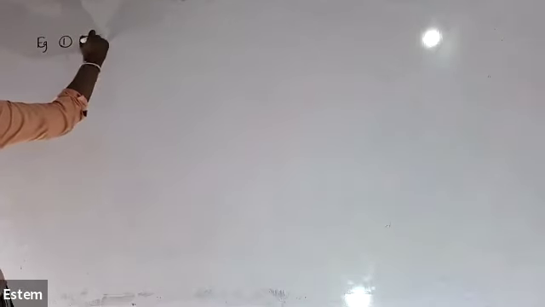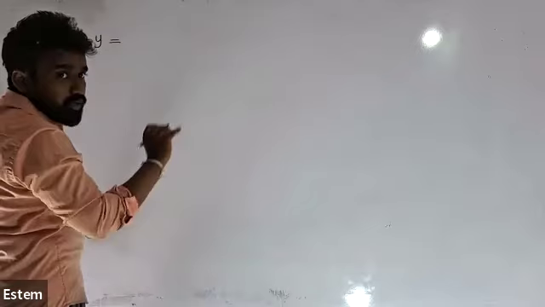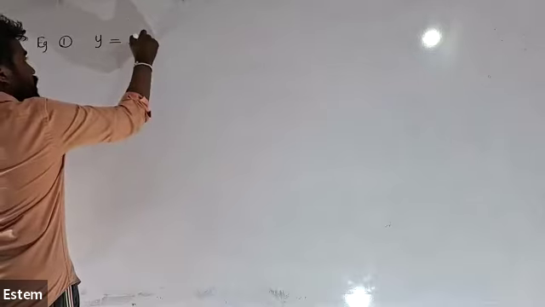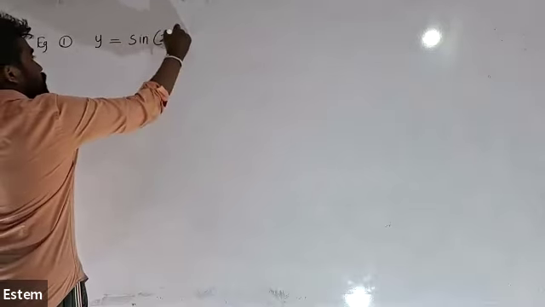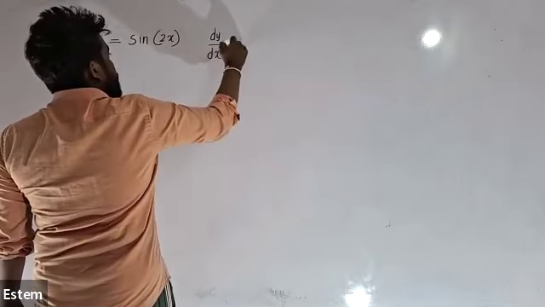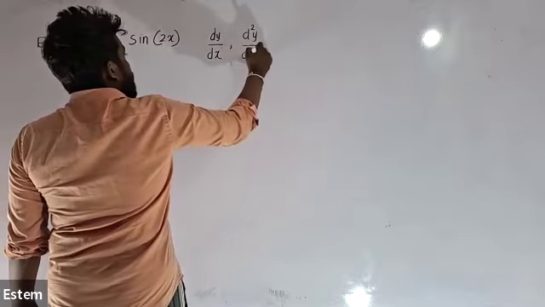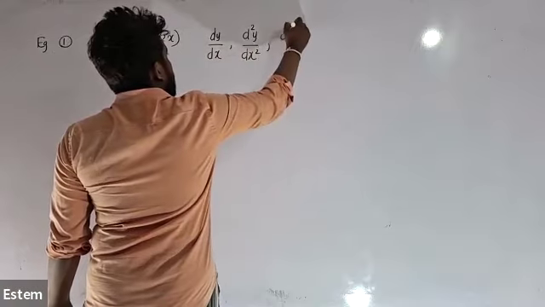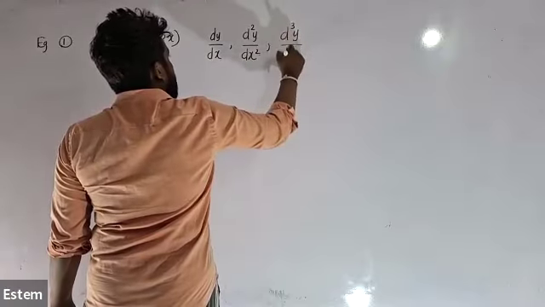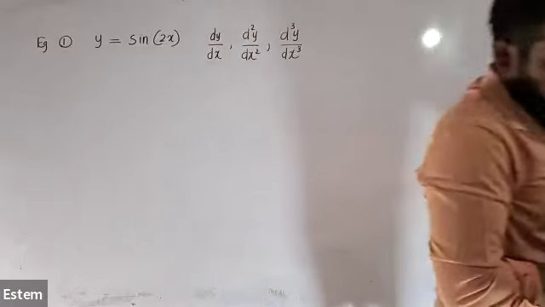Example 1. y is equal to sine 2x. Then you should find dy over dx, and this, and this. Okay, find these things.